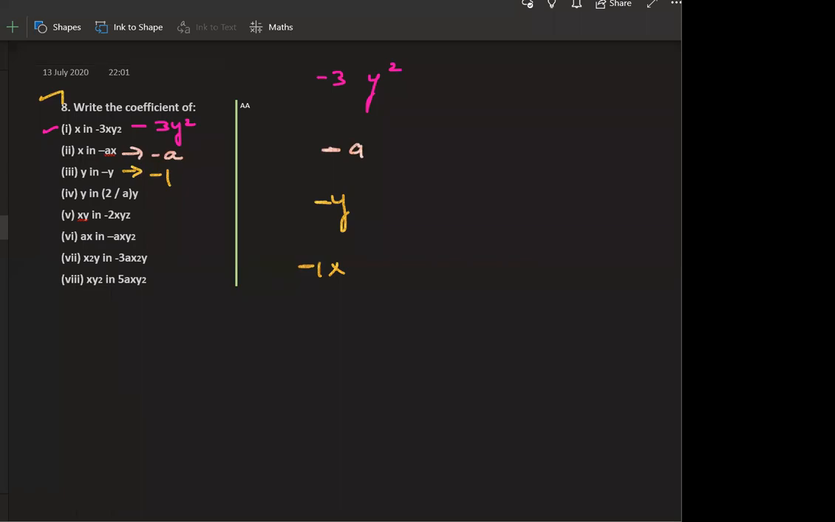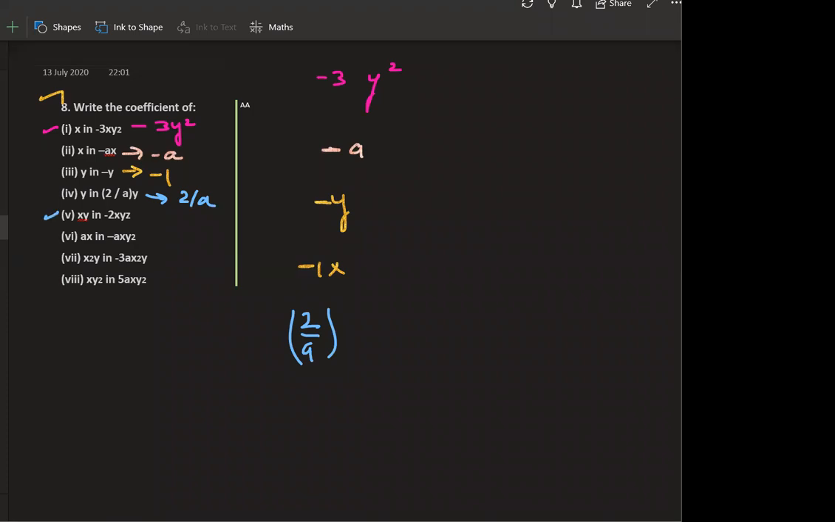Now coefficient of y in 2 upon ay. Okay, so in 2 upon ay, coefficient of y. So remove y, you will get only 2 upon a. So your answer is 2 upon a, beta.